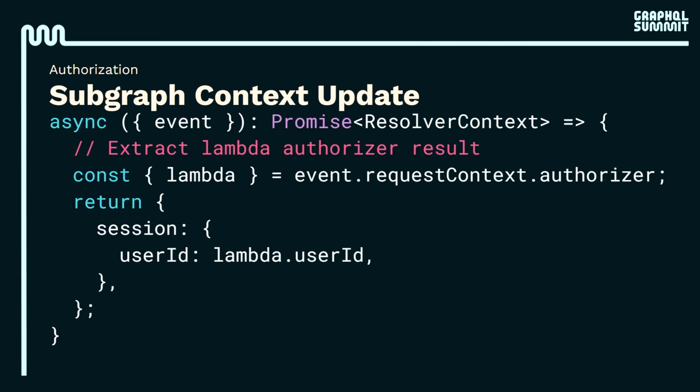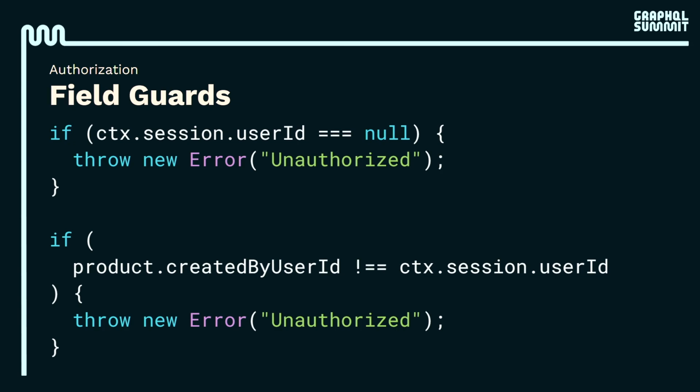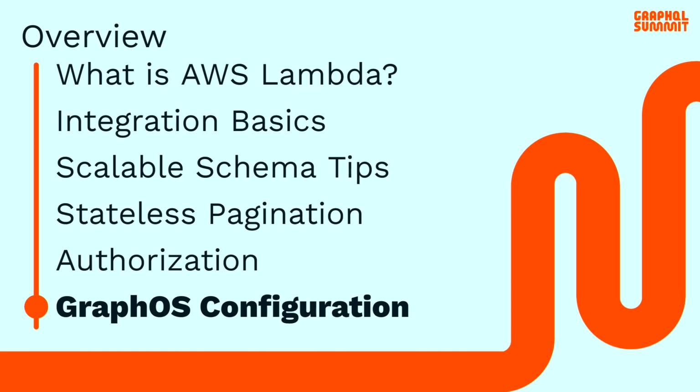And once you have that in your context, you can use patterns you're very familiar with, like looking at the context and seeing if the user ID is null and making that request unauthorized, or assuring that whatever entity is being updated is actually created by that particular user. So the final step that we have in our deployment is GraphOS configuration. Now that we have everything ready to go, how do we get GraphOS configured?